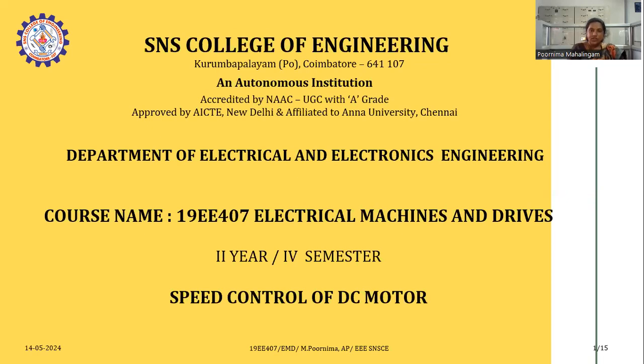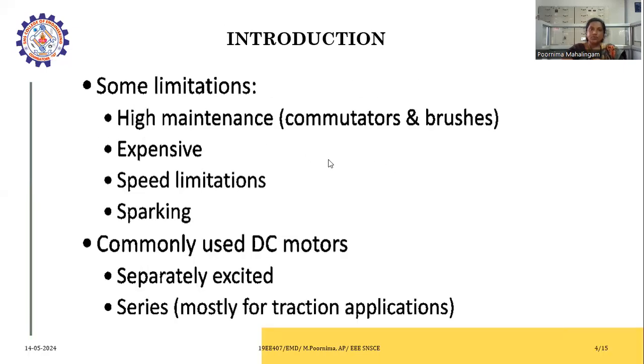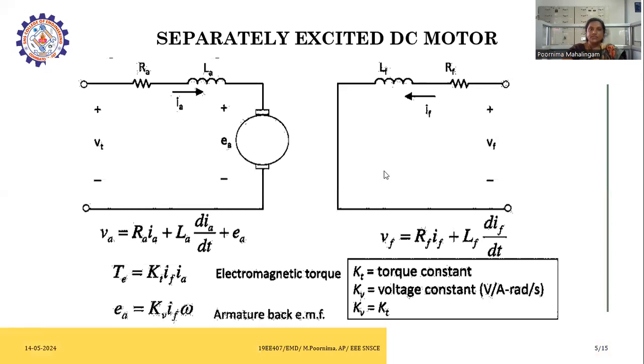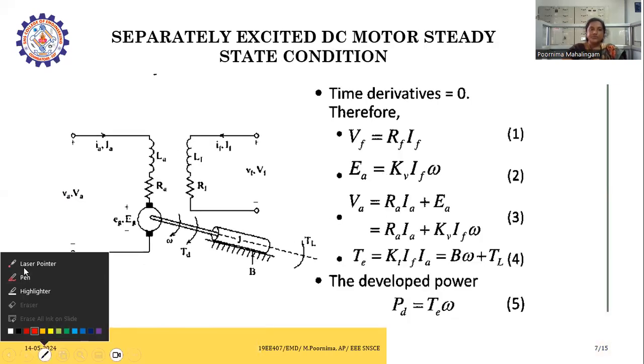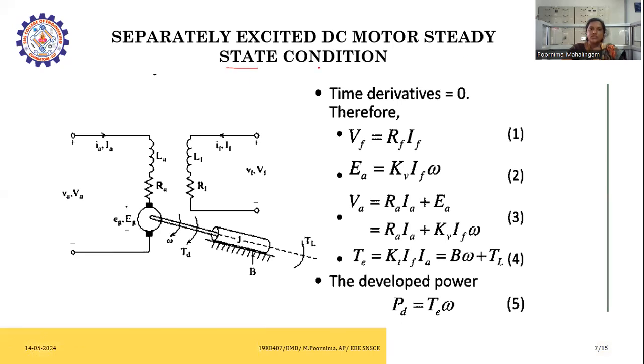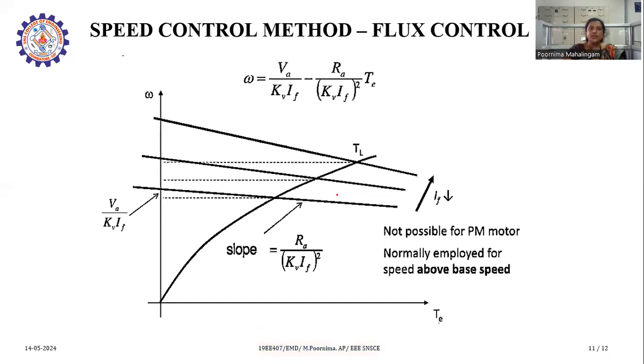In this video lecture series, today we are going to discuss DC drives, separately excited DC motors. These topics we discussed in last class. Today we are going to specifically discuss these conditions, which we discussed last time: above rated and below rated speed.